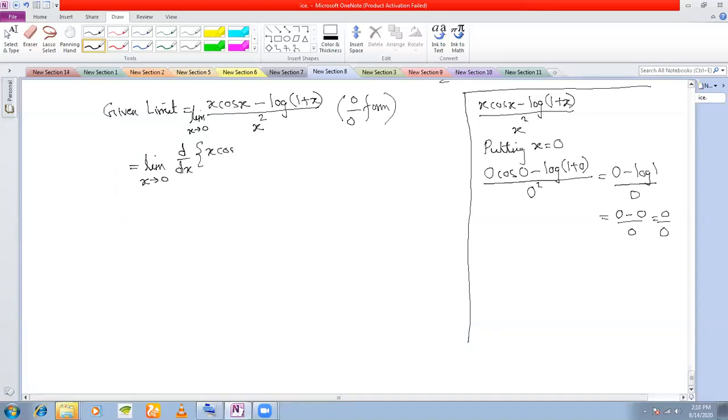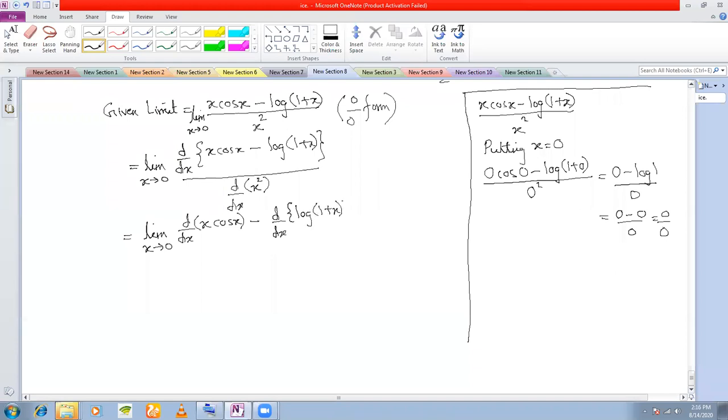d/dx of x cos x minus log 1 plus x, divided by d/dx of x square. Limit x tends to 0. Okay, now d/dx of x cos x, one more step I'll do, because I will have to use the u into v rule. Minus d/dx of log 1 plus x, whole divided by d/dx of x square, which is 2x.